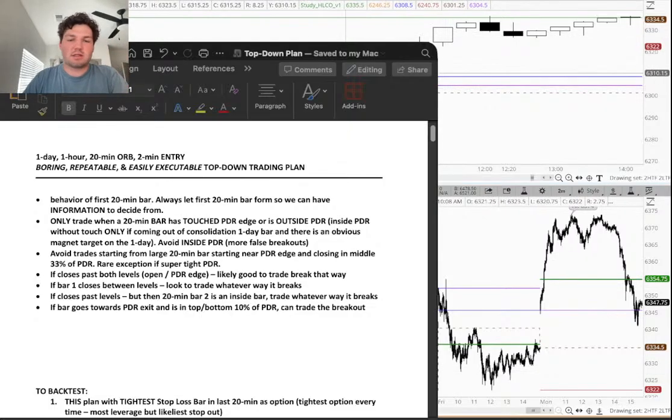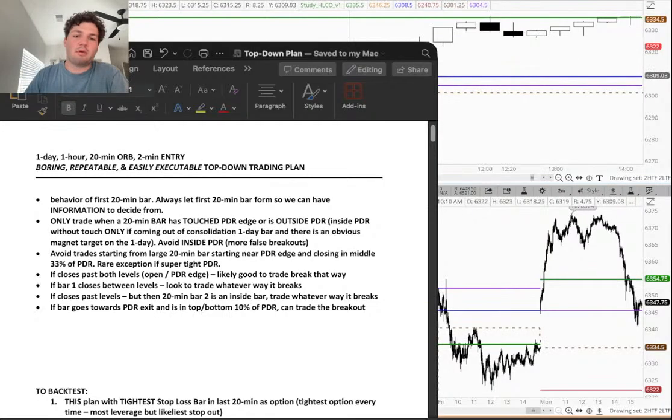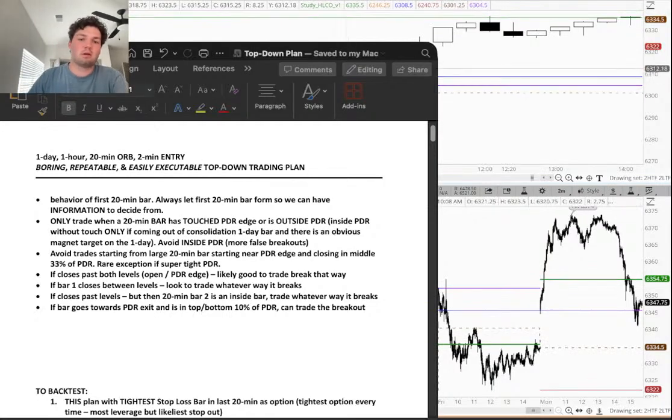after we get a bar that starts and closes more than a couple R past the entry, maybe 3R, then that's when we can slide our stop loss up behind to at the very minimum lock in like a 3R win or 2R win, something like that.